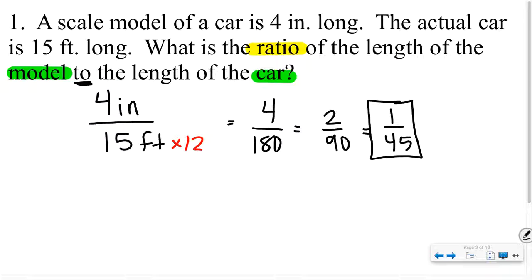So my ratio is saying that for every 1 inch on the model car, that would be 45 inches on the real car. So if I have a little car that has like 1 inch stripes across it, on my real car, those stripes would be 45 inches wide then. Okay, so 1 to 45. You don't have to worry about putting the label on the final answer there. After you get it into the same unit of measure, you can drop that label. I'm not too particular with the label there. Questions on your first one? Cool. Number 2.